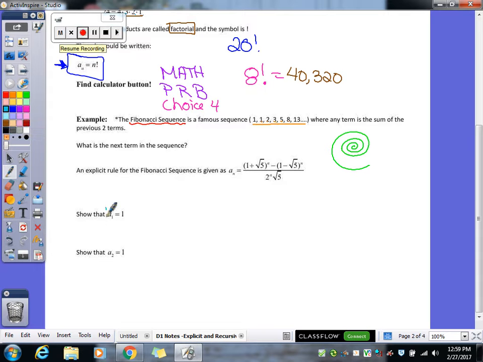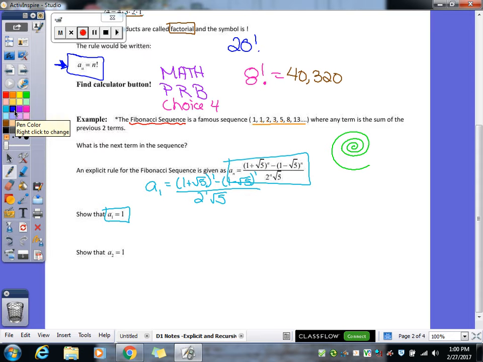All right. So what they want us to do is prove that a sub 1 does in fact equal 1, given your explicit rule for your Fibonacci sequence, which is that little formula up there. So what we're going to do is plug in a 1 for all of our n's. Every single n in that formula, of which there are 3, we're going to plug in a 1. So it's 1 plus the square root of 5 to the first, minus 1 minus the square root of 5 to the first, all over 2 to the first, radical 5.